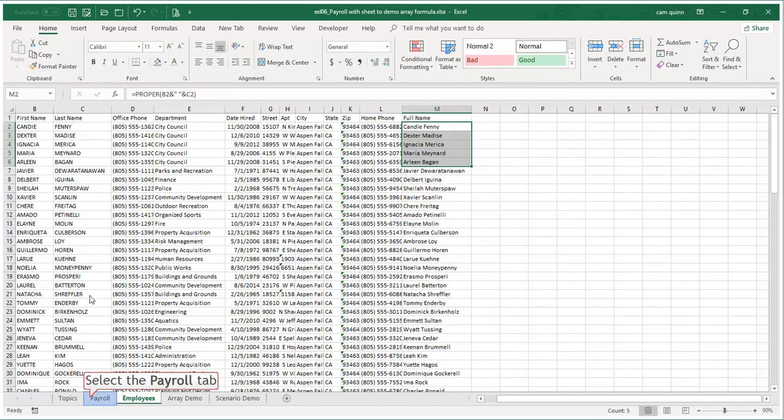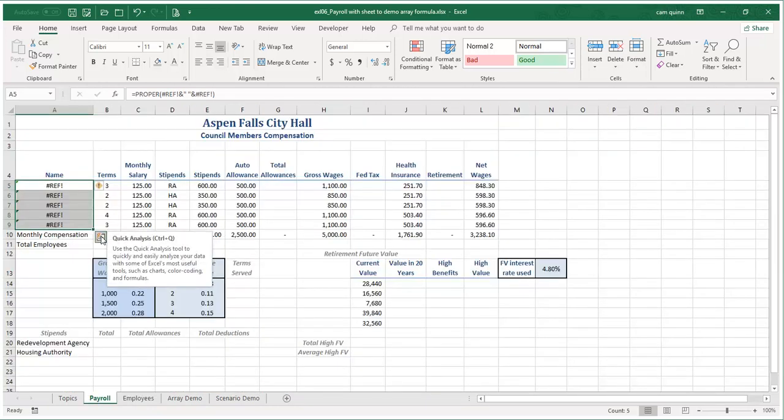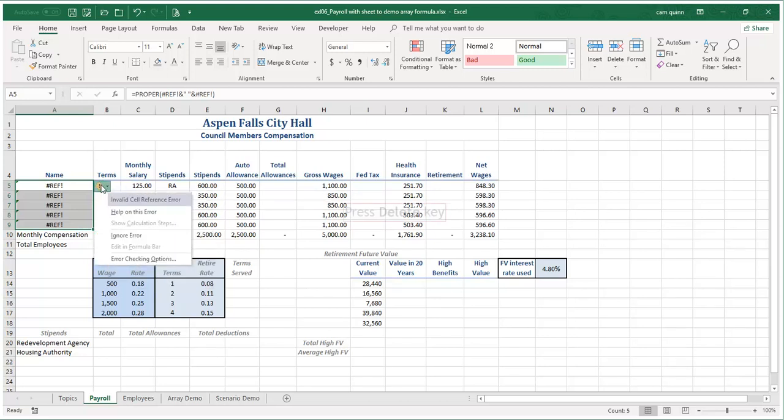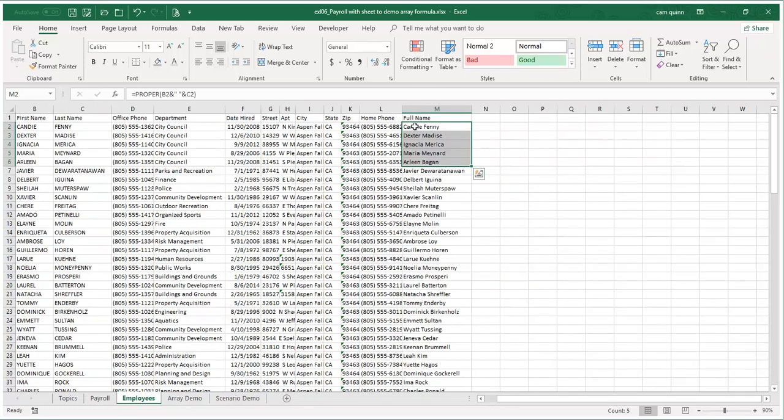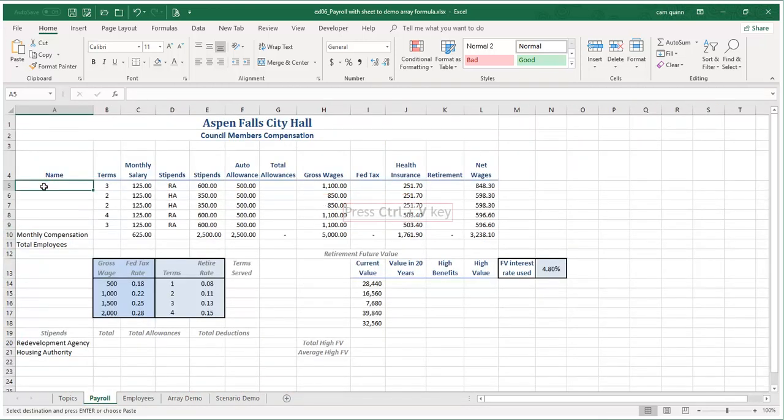So what I'm going to do is go back into here. I can't do that here. All right, I'm going to start over again. It's just because I moved to different worksheets and stuff. So I'm going to go back over here to employees. I'm going to highlight the range. I'm going to copy it. I'm going to go back to payroll and I'm going to paste it.